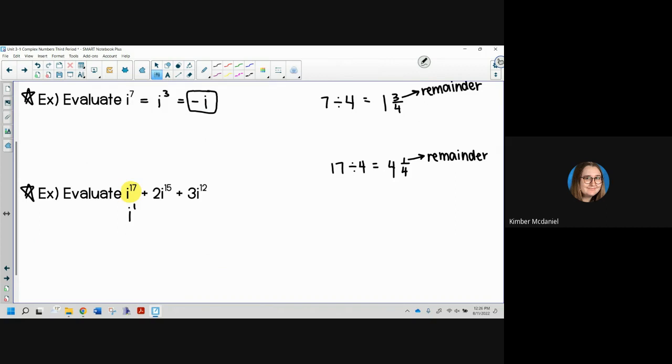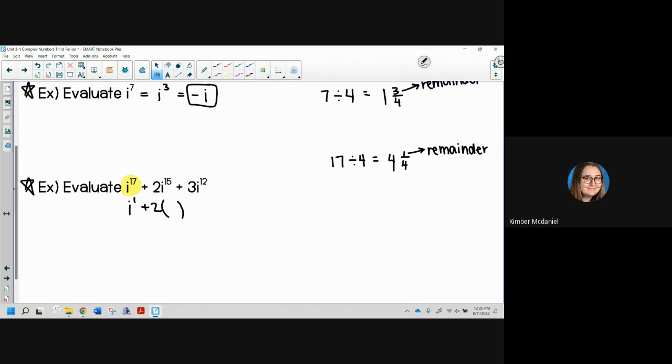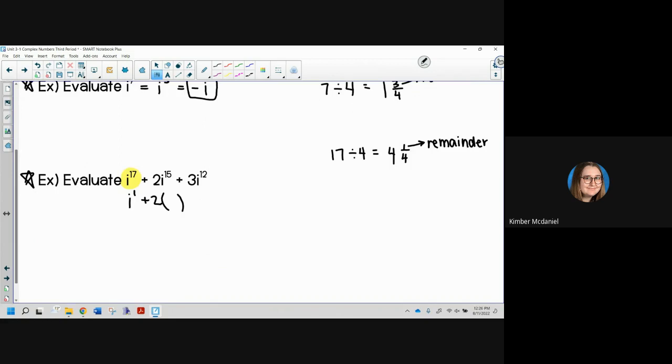Okay. I'm going to bring down my plus 2. Since we have a coefficient, I'm going to put a little open close parentheses so we can put what i to the 15th power is. Okay. Again, we have to do each part separately. So I'm going to do i to the 15th now. There we go. So we're going to do 15 divided by 4.